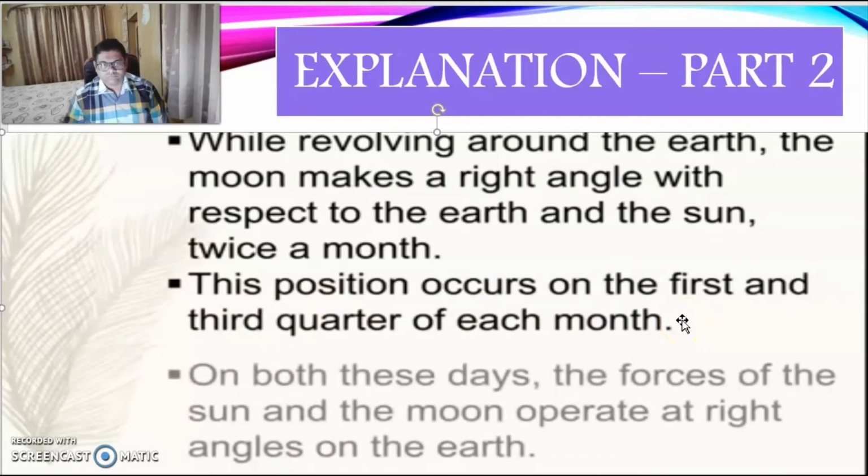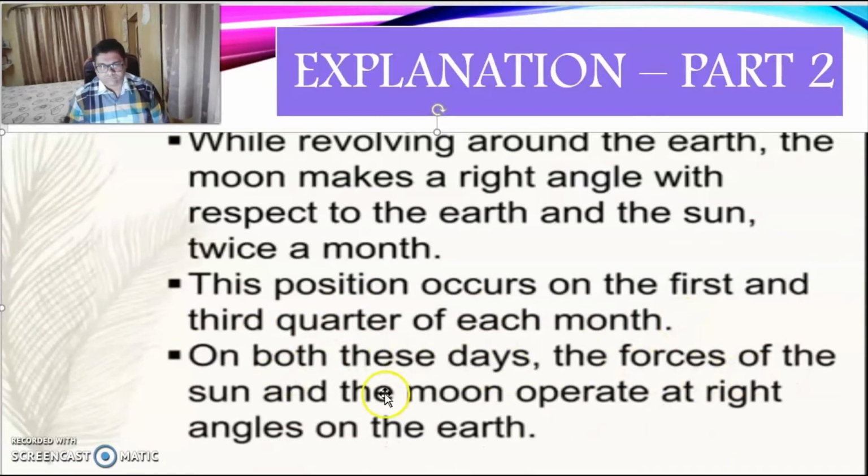Fine. On both these days, the forces of the sun and the moon operate at right angles on the earth. So on the first quarter and the third quarter, since they are at a right angle, the force of the sun will act through the right angle, and the gravitational force of the moon will also act at a right angle. So from 2 different directions they will be acting. Since they are acting from 2 different directions, the power of the pull will be less as compared to that of the spring tides.